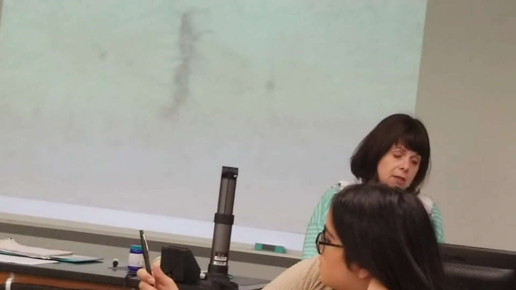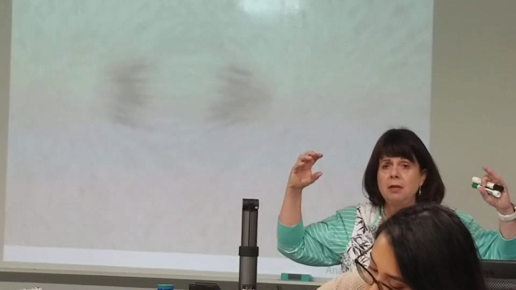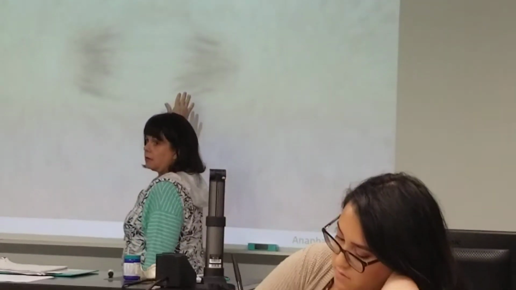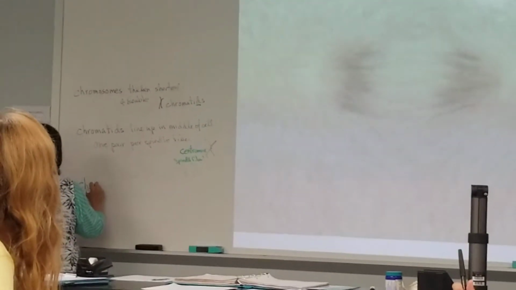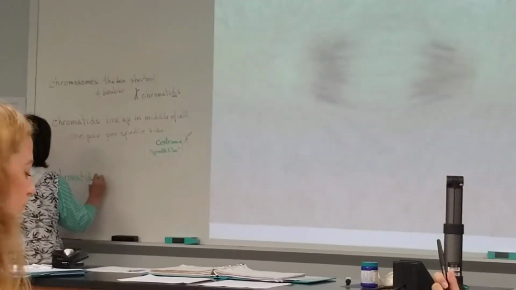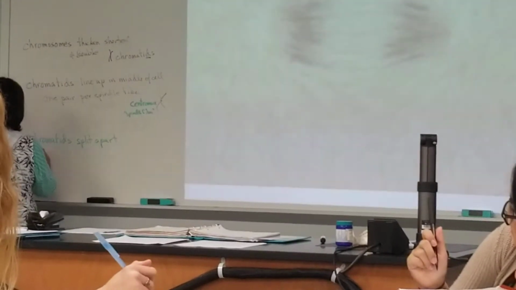That make sense? And then you get to anaphase. In anaphase, the chromatid pairs split. See how they're moving apart here? Ana always means apart or away. So your chromatid pairs split apart. They're going to move toward opposite ends.